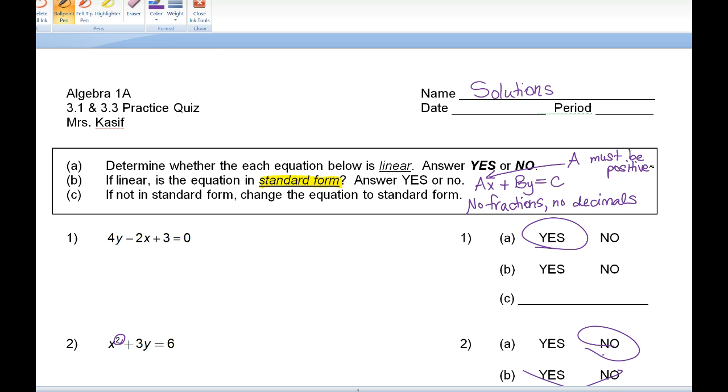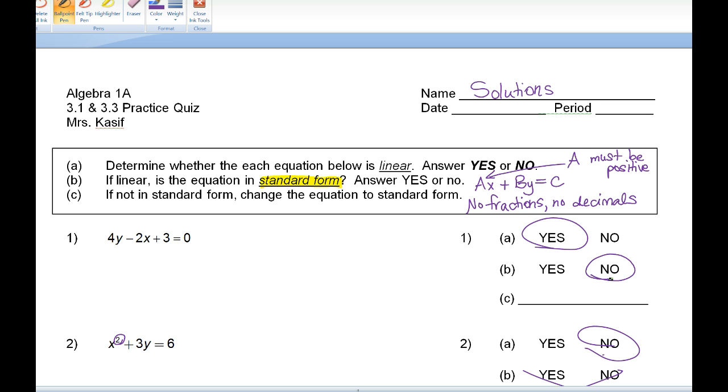Okay, so let's look through. For number 1, is number 1 in standard form? Does it go ax then by equals c? Is it in the right order? No. Can I put it in the right order? Yeah. So what do I need to do? I need to rearrange the order for x and y. Is it in ax plus by equals c? Does it look like this, where a, b, and c are integers?